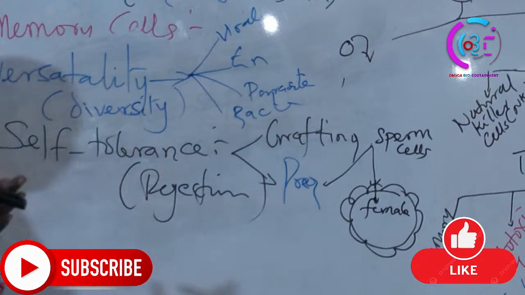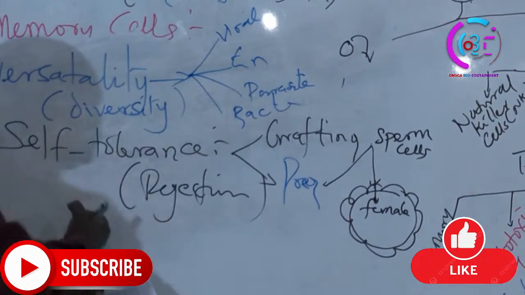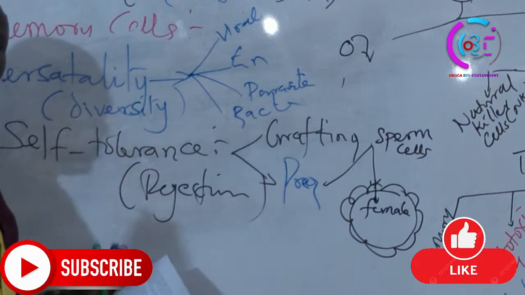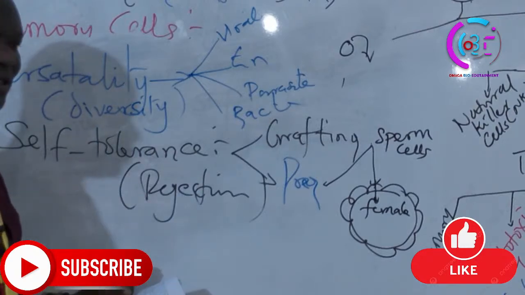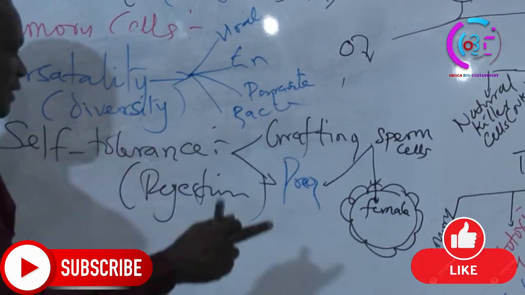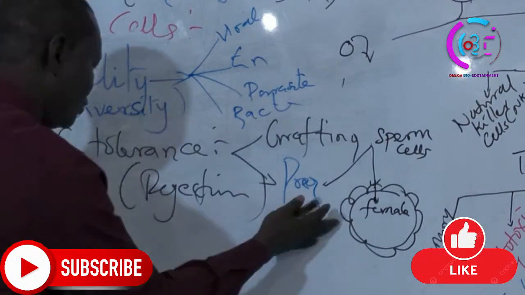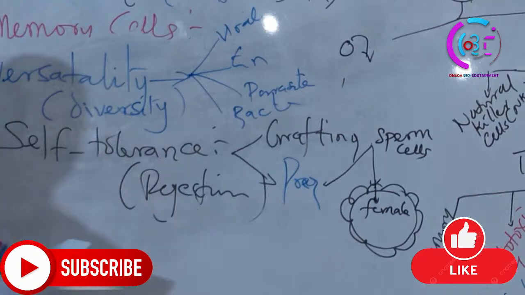I've given you three examples whereby self-tolerance is highly needed. I told you of organ grafting, organ transplantation, when they remove an organ from one person and give it to another, it leads to rejection. That is not tolerance. Then I told you about pregnancy, and I also mentioned blood transfusion.